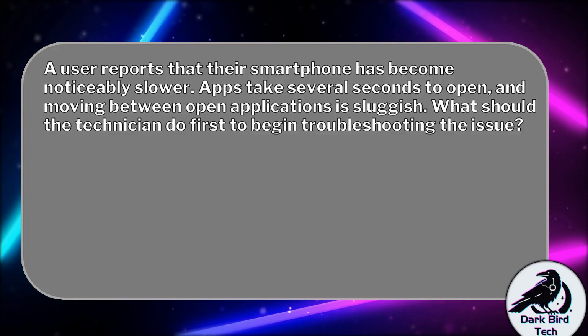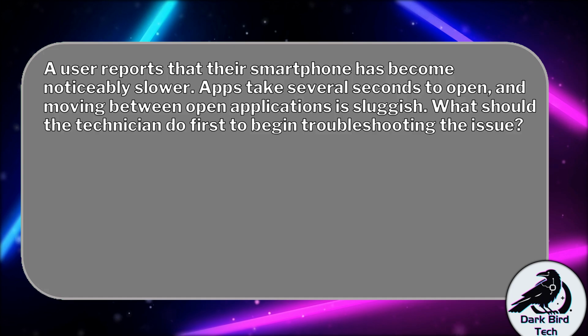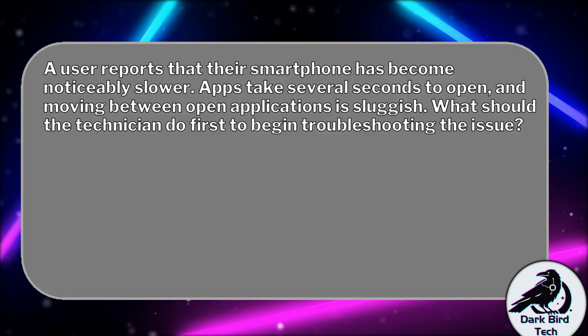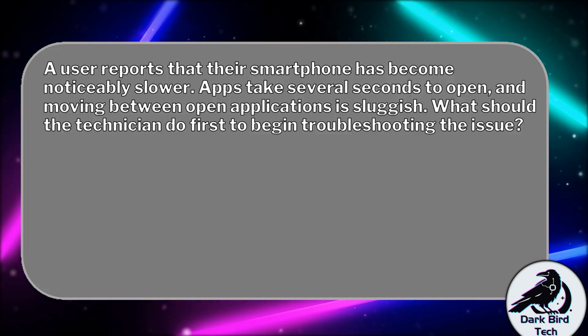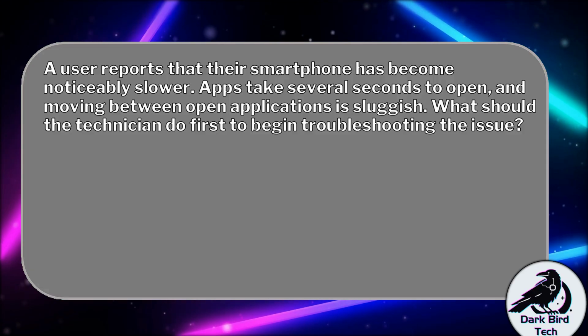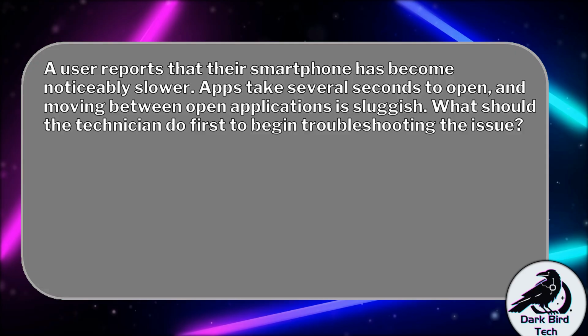A user reports that their smartphone has become noticeably slower. Apps take several seconds to open, and moving between open applications is sluggish. What should the technician do first to begin troubleshooting the issue?